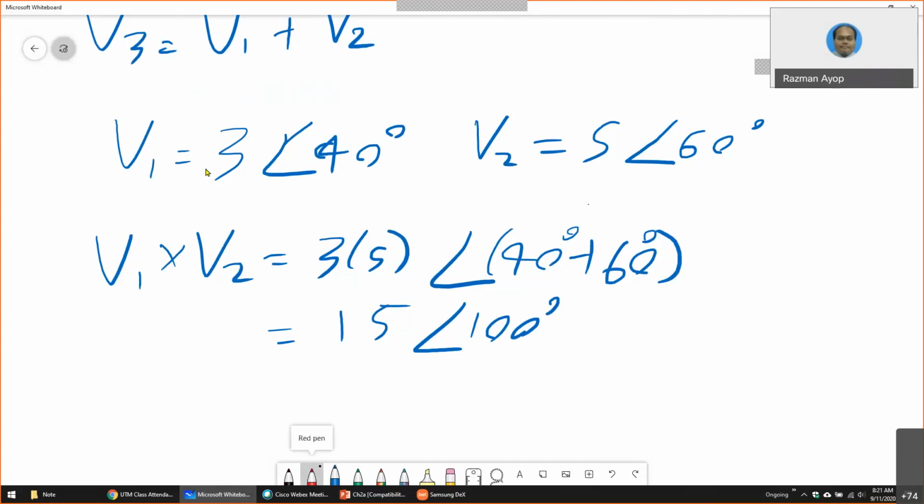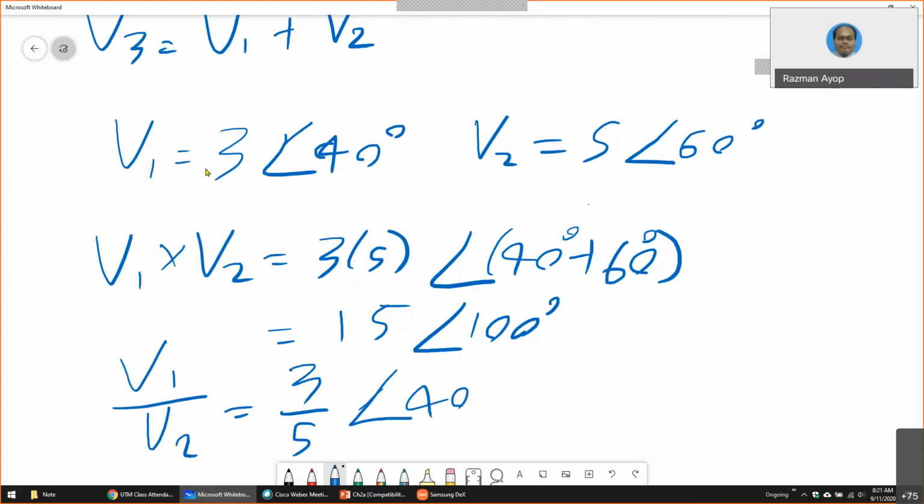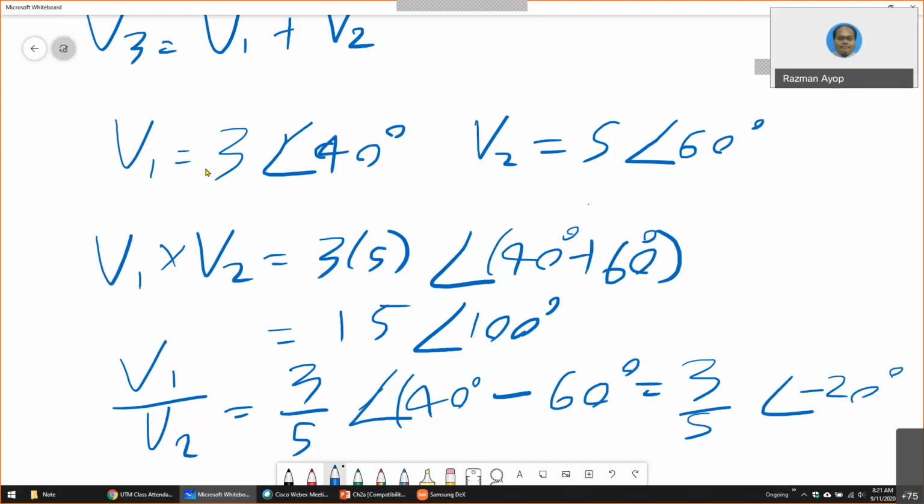And for example, V1 divided by V2 is basically 3 divided by 5, and the angles subtract: 40 degrees minus 60 degrees. So that is how you do division. So 3 divided by 5, 3 over 5, angle negative 20 degrees. This is the manual way. Also, they don't give marks if you do it the manual way.